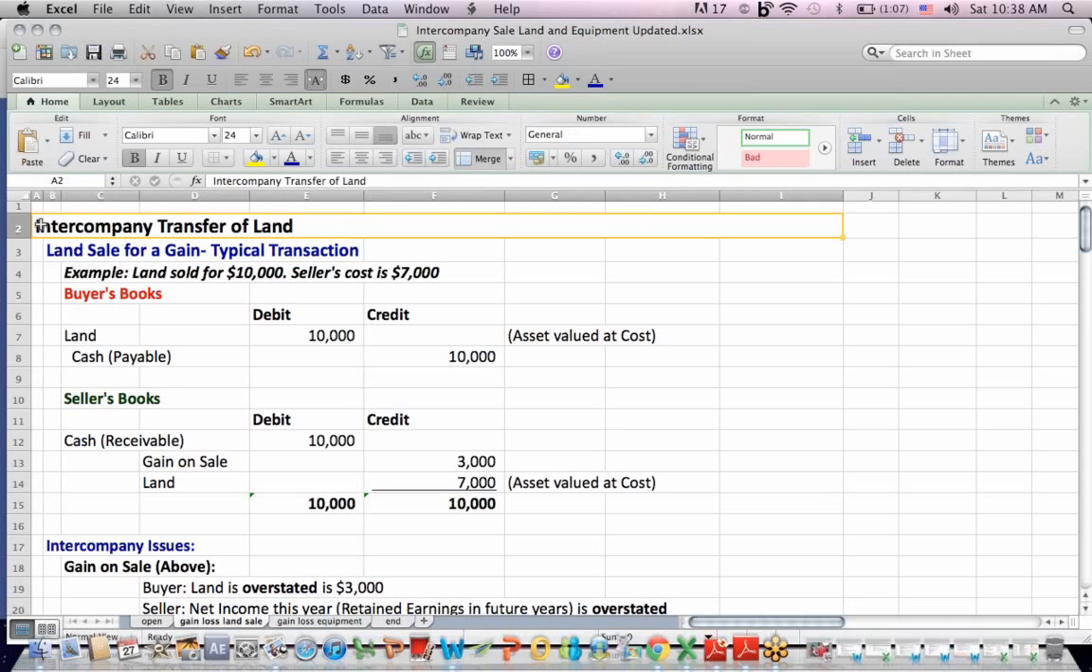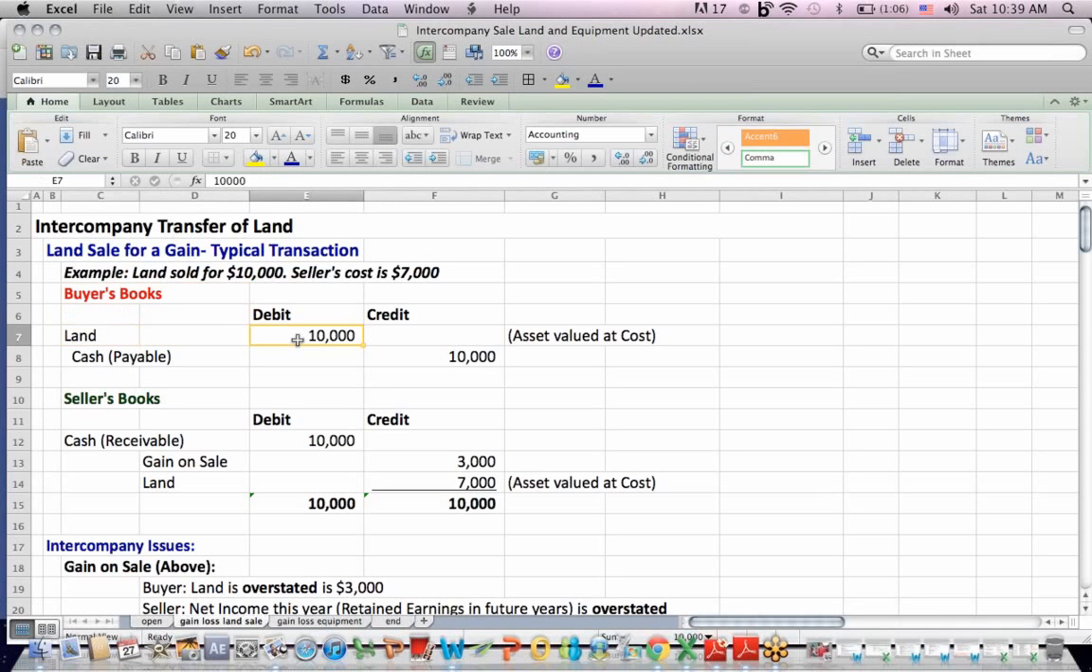So in this example, this is an intercompany transfer of land, and this happens to be a land sale for a gain. So we have a buyer and a seller. The land is sold for $10,000 and the seller's cost is $7,000. So on the buyer's books, basic stuff, the land asset account is going to be debited and increased for $10,000. That is the buyer's cost, $10,000. The buyer pays cash, we credit cash, or maybe a payable.